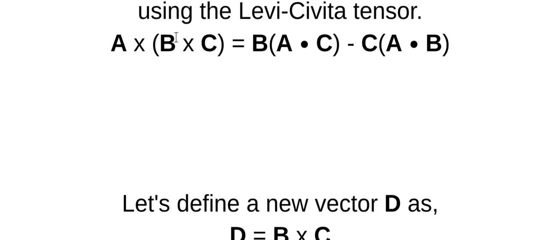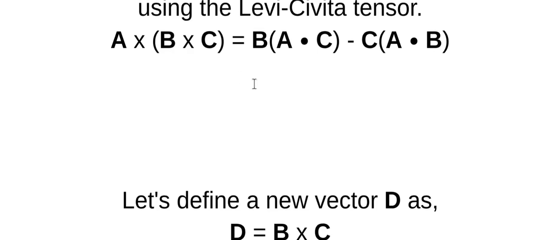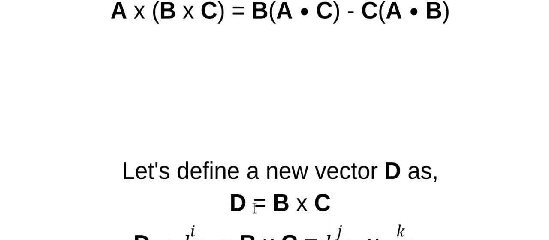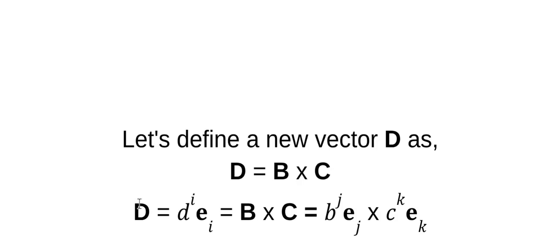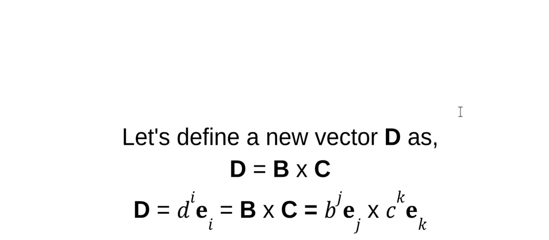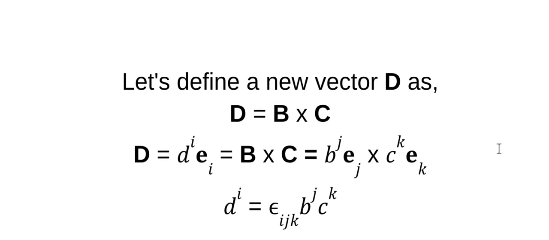Okay, so we have this cross product here, B cross C. So let's define a new vector D as B cross C, which, that B cross C is a vector, yes? Okay. So if we write D as its linear combination and B and C as their linear combinations, the first thing they do is they pick this off. So they say the ith component of D is equal to the Levi-Civita permutation times these two components.